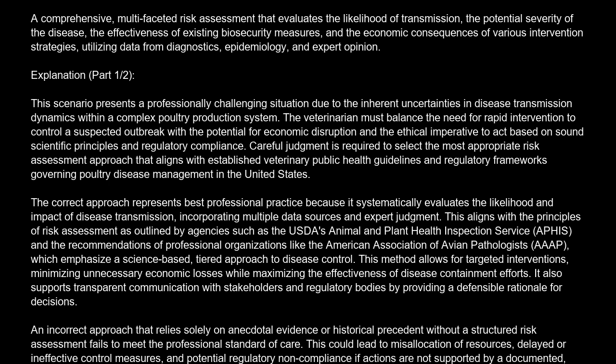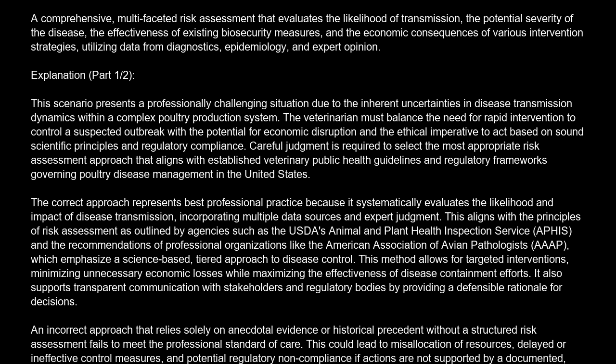Explanation. This scenario presents a professionally challenging situation due to the inherent uncertainties in disease transmission dynamics within a complex poultry production system. The veterinarian must balance the need for rapid intervention to control a suspected outbreak with the potential for economic disruption, and the ethical imperative to act based on sound scientific principles and regulatory compliance. Careful judgment is required to select the most appropriate risk assessment approach that aligns with established veterinary public health guidelines and regulatory frameworks governing poultry disease management in the United States.